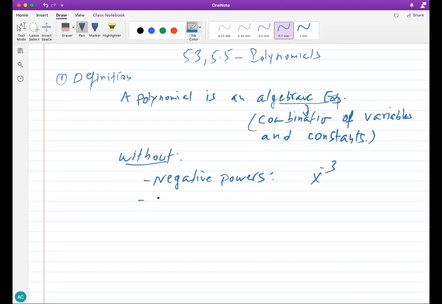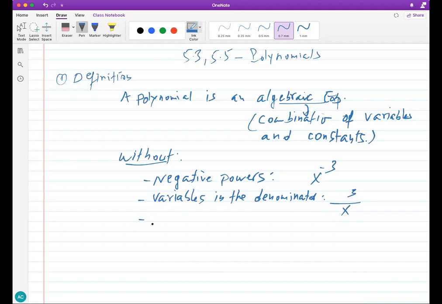Also, without negative powers, without variables in the denominator. For example, you wouldn't see x like this in the denominator or y, okay? So no variable, no x here, the x should be up.